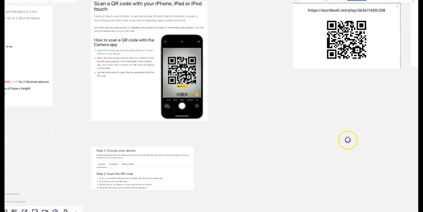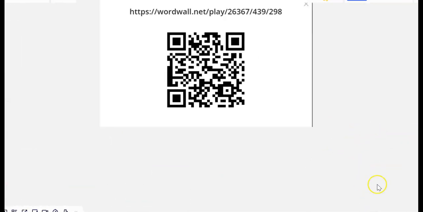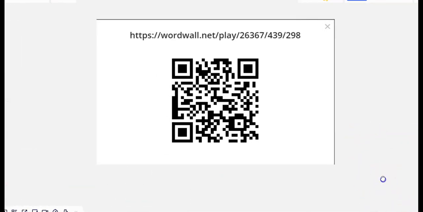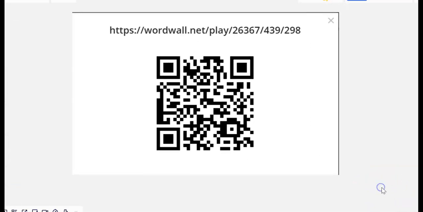So the final bit of the video is the actual QR code itself. So if you'd like to scan it, it will give you some practice. Very quick practice, just give you an idea of an activity for volume.